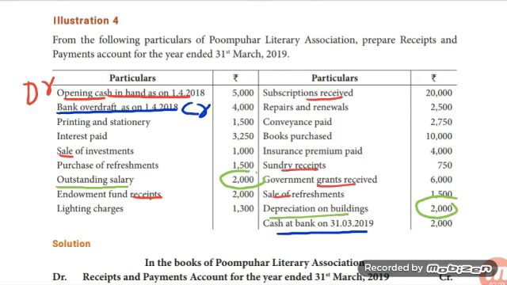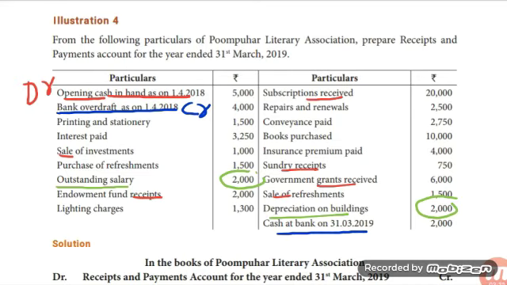Enter all payments on the credit side. Okay, how? By printing and stationery 1,500. By interest paid 3,250. By purchase of refreshments 1,500.